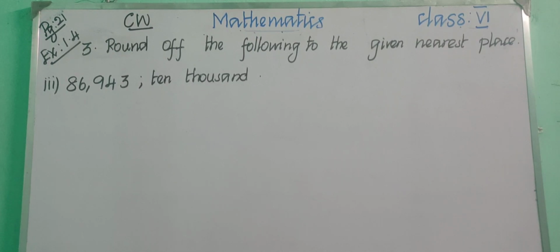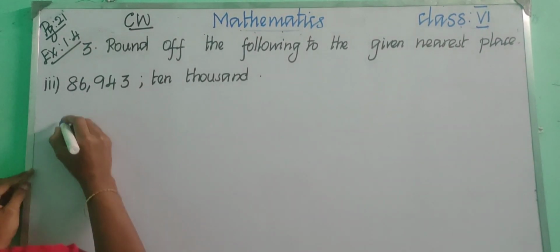Okay children, so let us do the third sum. Write this question in your classwork notebook. Take your classwork notebook first. Put today's date. Write the question number 3. Round off the following to the given nearest place. So third question, 86,943. We are going to round off this to the nearest 1000. So let us round off.